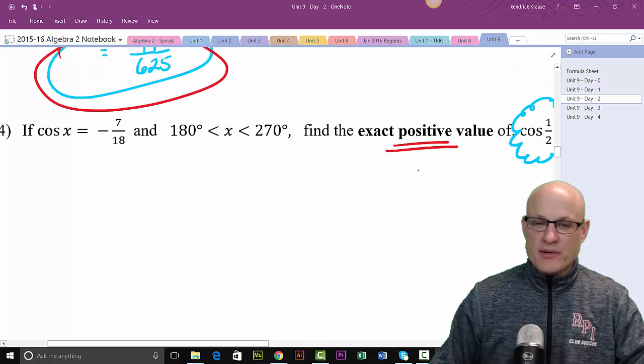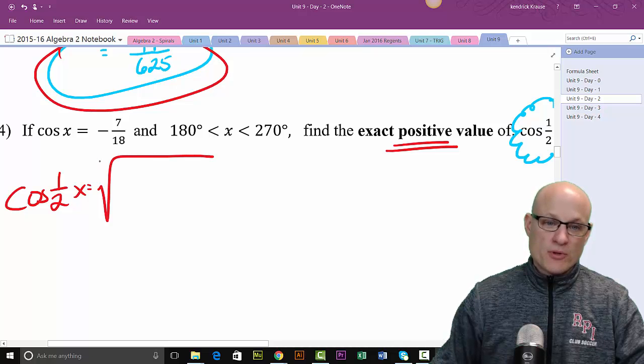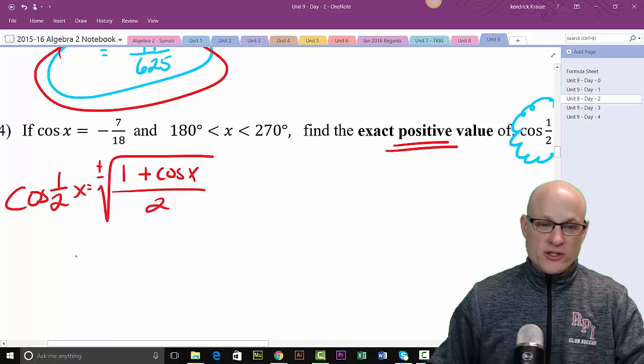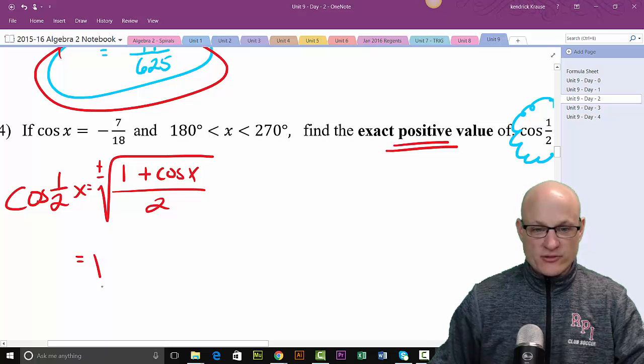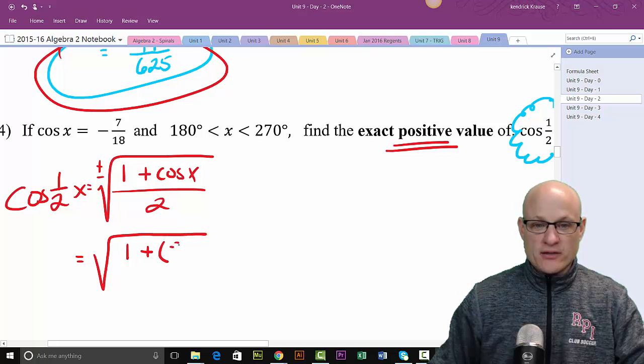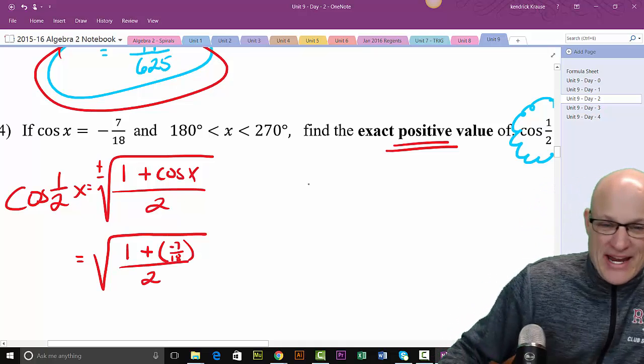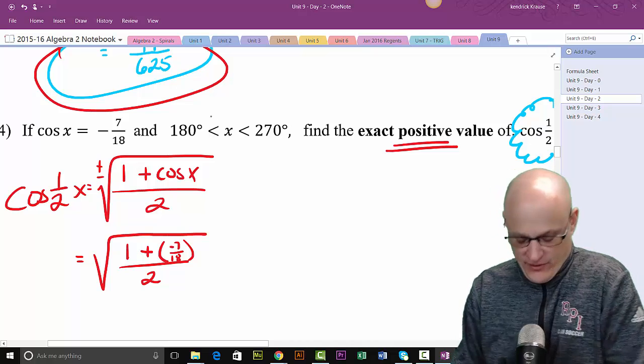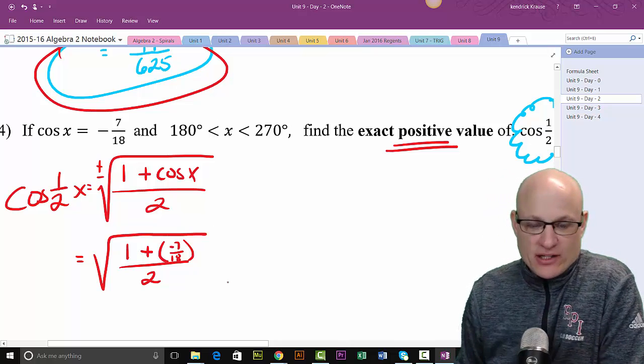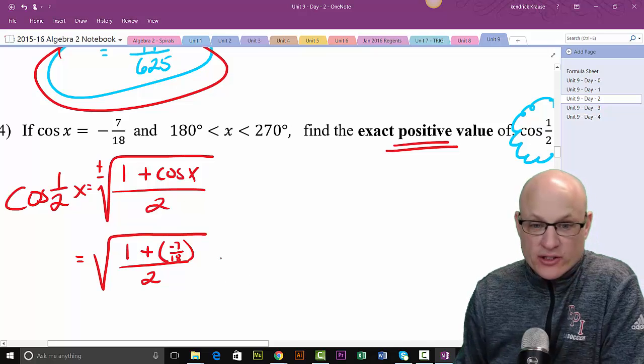So the formula for the cosine of 1/2 x is equal to plus or minus the square root of (1 plus cosine x) over 2. Since we only want the positive, let's just get rid of the plus or minus and work with this. 1 plus negative 7 over 18, all over 2. Let's see, that's 18 over 18 minus 7 over 18, which is 11 over 18, which makes this 11 over 36. So this is really just the square root of 11 over 16.